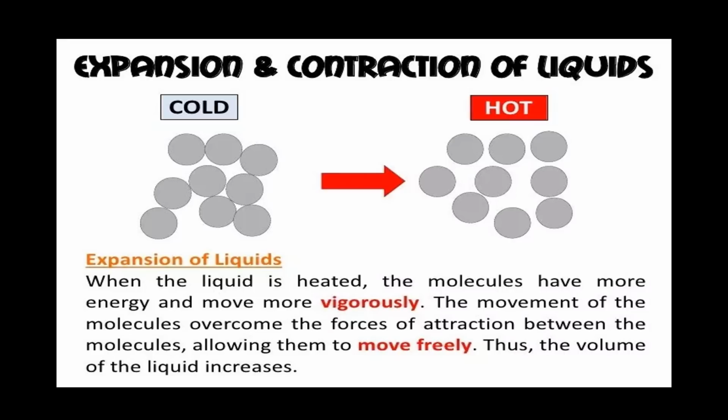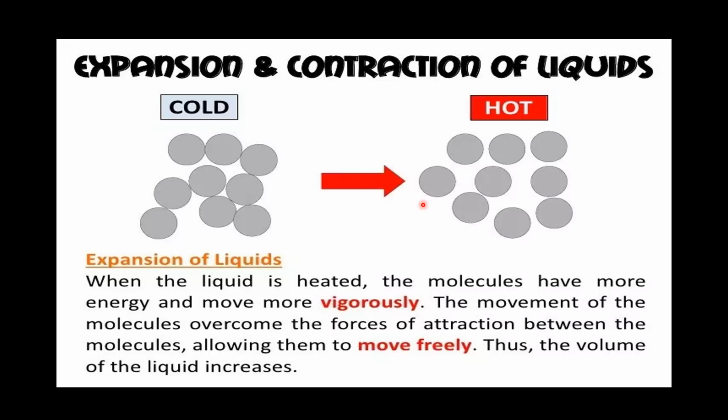So now let us begin with expansion in liquids, and then we will move on to expansion in gases. Now liquids do not have a definite shape, so liquids have only cubical expansion. Here is a slide in which you can see the molecules of liquids are arranged in this way when the temperature is low. And as you can see, the intermolecular space between these molecules is also low because it is at a lesser temperature.